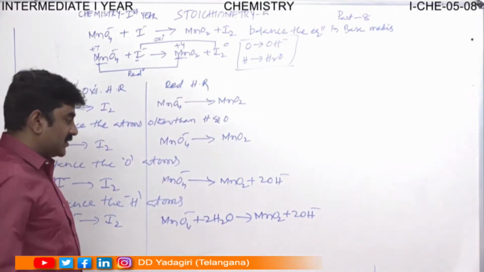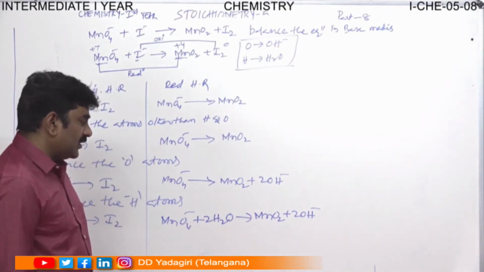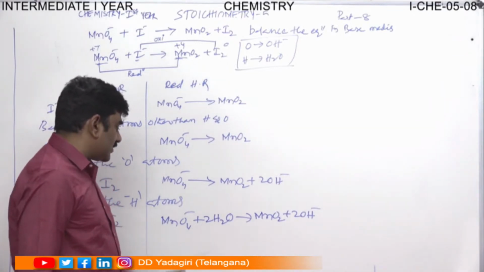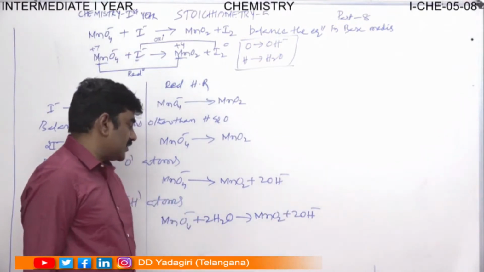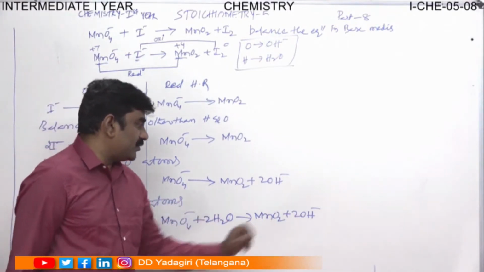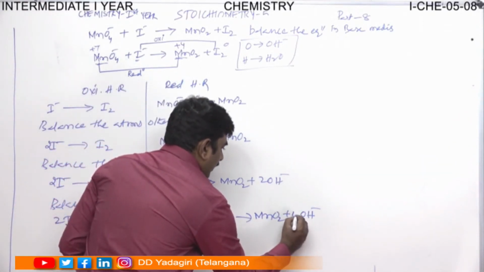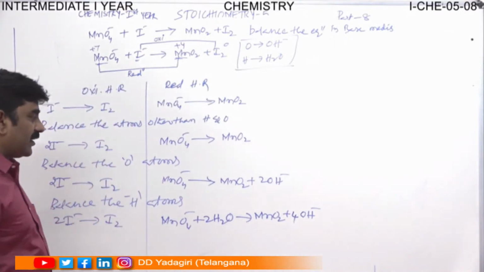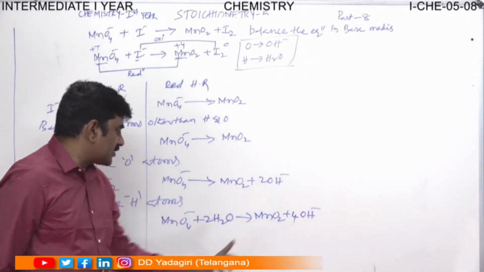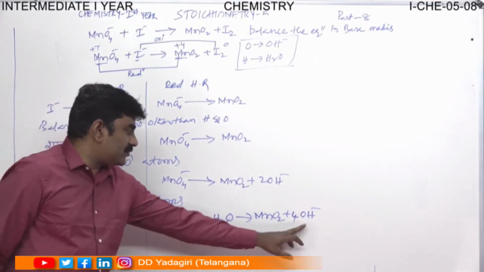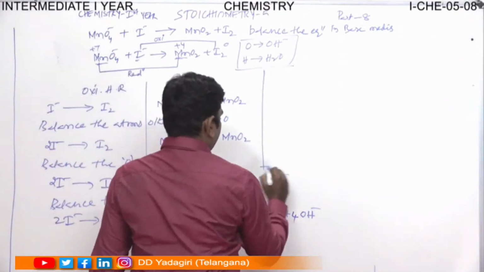See, the hydrogens are not balanced, and automatically the oxygens are also not balanced. Here 4 plus 2, 6 oxygens, and on this side 4 oxygens. On this side 4 hydrogens, on this side 2 hydrogens. Now I am adjusting this: I am writing 4 here. Let us check: 4 plus 2, 6 oxygens; 2 into 2, 4 hydrogens. Now it is balanced. Next, what is the next step?